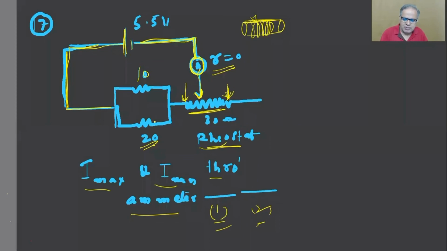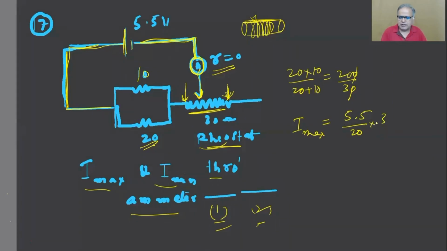So 10 and 20 in parallel will give how much? 20 into 10 by 20 plus 10. 200 by 30. So 5.5. So I max equals 5.5 divided by 20 by 3. Whatever it is.